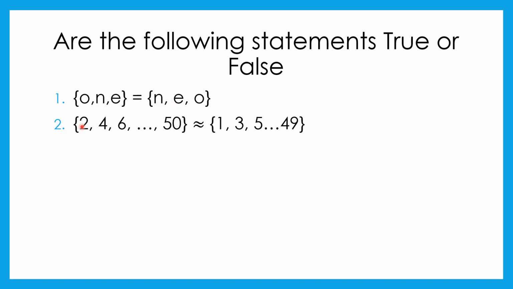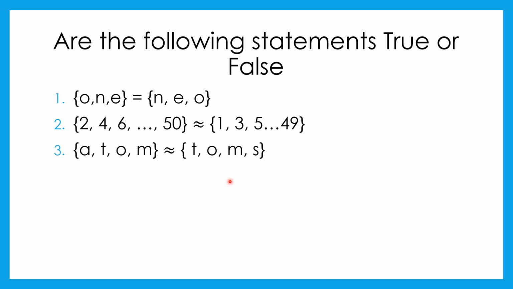Number two, we have the set with elements 2, 4, 6, and so on. This set is composed of counting numbers, skip counting from 2, 4, 6 up to 50. So these are even numbers. And on the other side, we have odd numbers from 1, 3, 5 to 49, which has the same number of elements. So this one is equivalent. So number two is true.